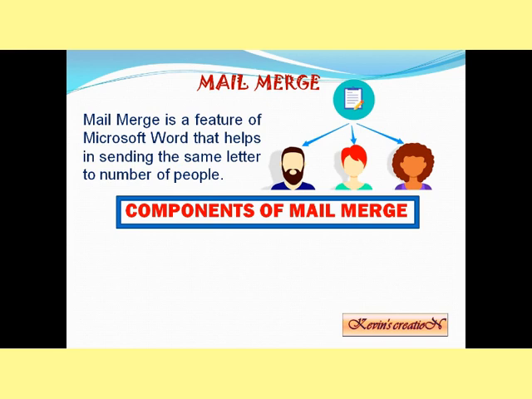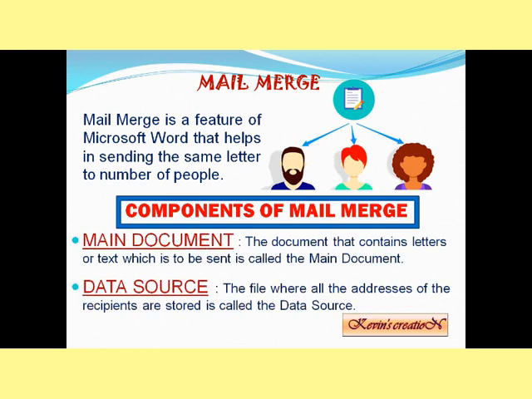Now let us learn about the components of mail merge. Basically there are two components of mail merge. The first one is main document and the other one is data source. So main document is the document that contains the letter or text which is to be sent. So the main part is called the main document: the main letter or the text which we want to send to different people.